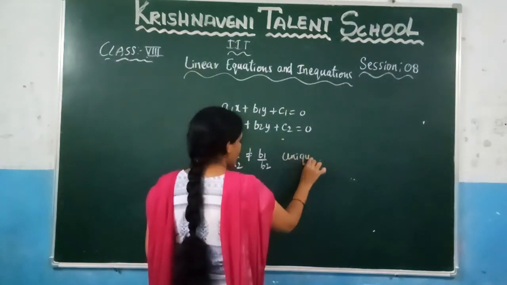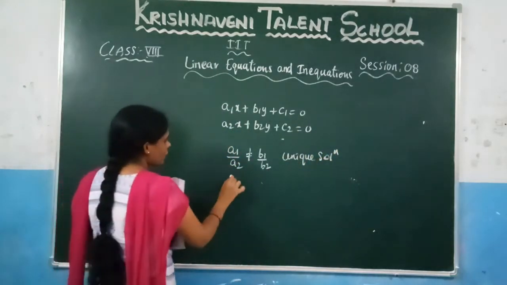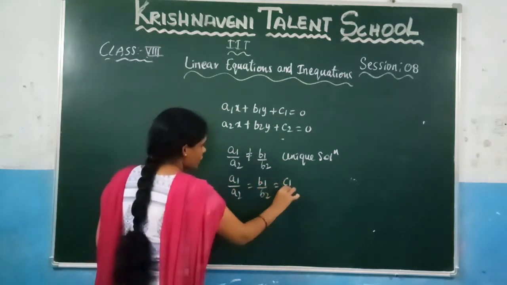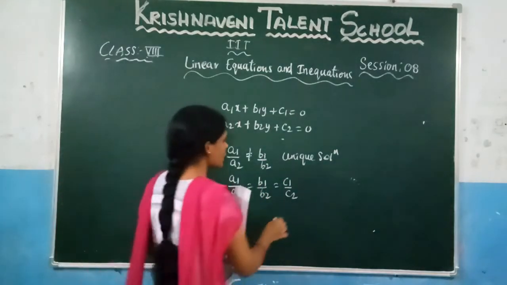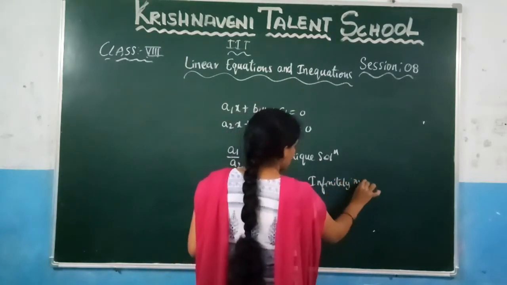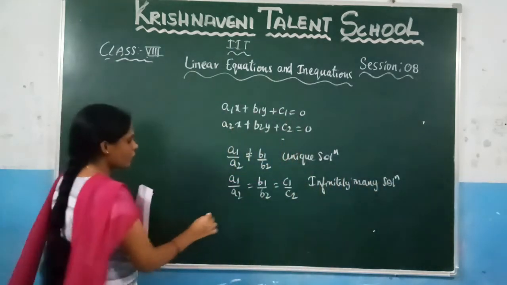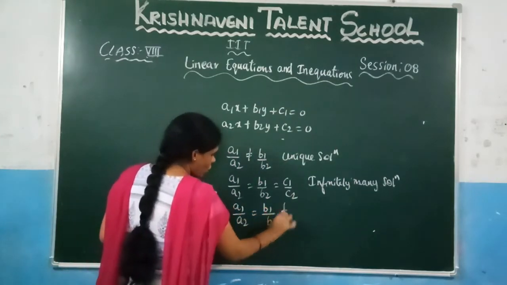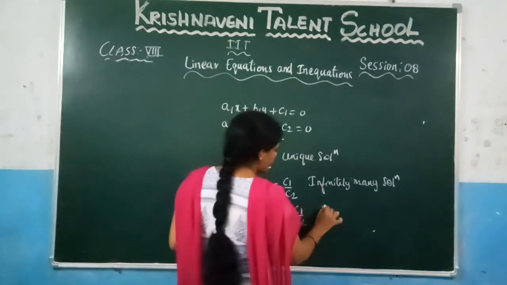Then what we can say about that one is that it has a unique solution. And the next one, if a1 by a2 is equal to b1 by b2 is equal to c1 by c2, then we can say that it has infinitely many solutions. And the third one, if a1 by a2 is equal to b1 by b2 is not equal to c1 by c2, then we can say that those linear equations have no solution.